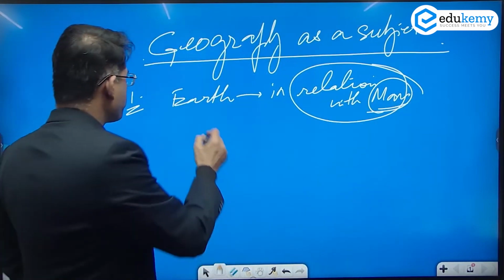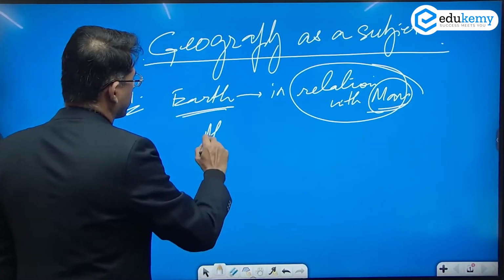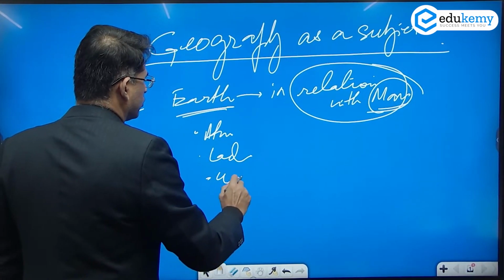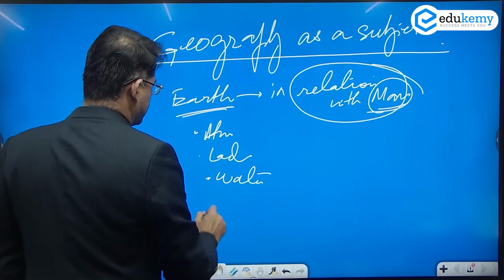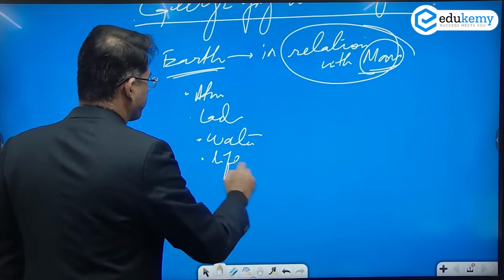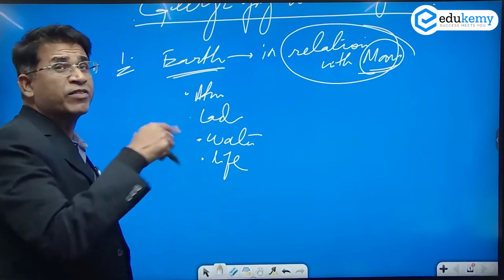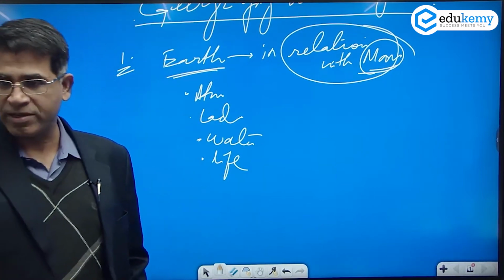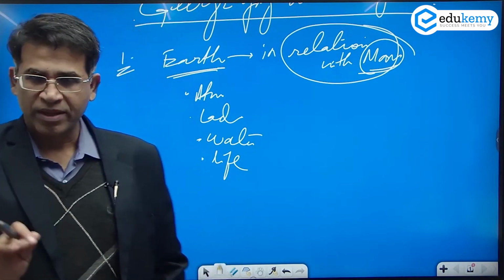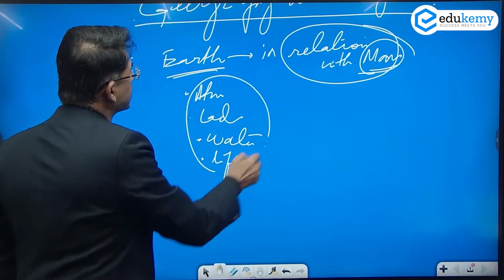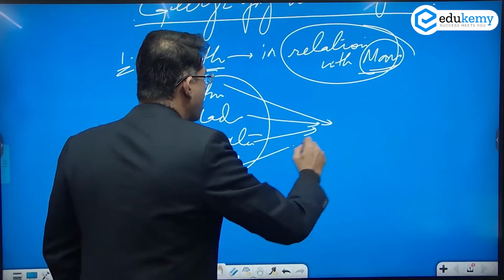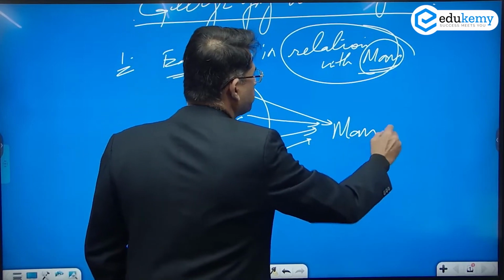What all is there in earth? Earth has atmosphere, earth has land, earth has water, earth has life forms, earth has life. When I study all of them together, not just one dimension, I must study everything, and I must study how all of them are related to man.